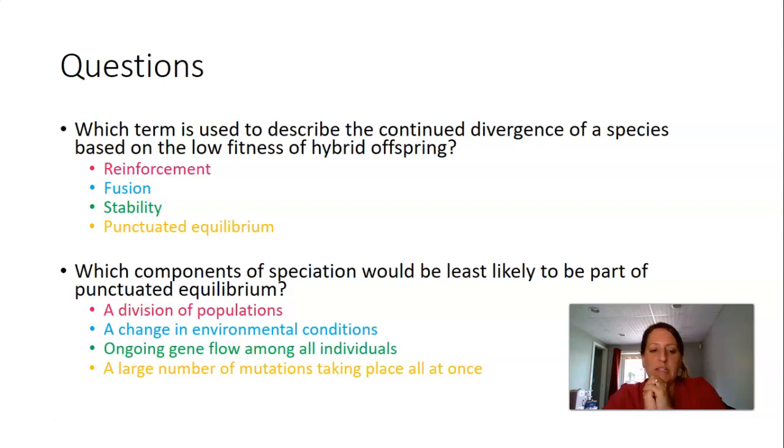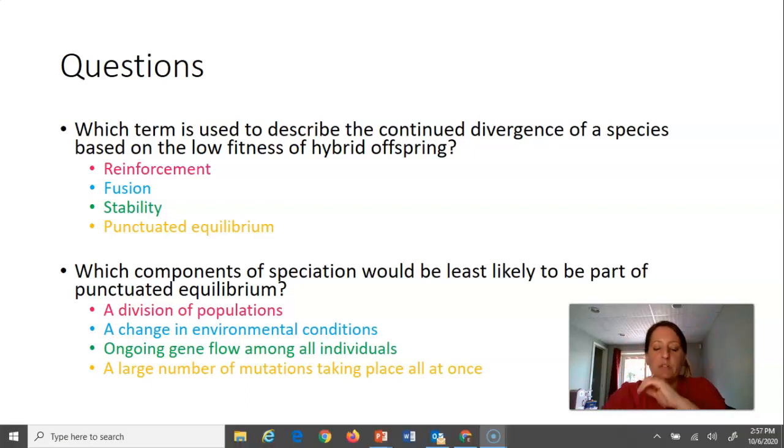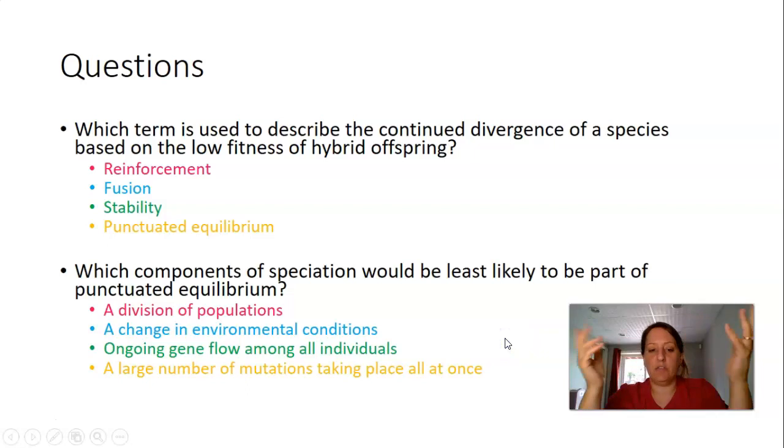Green says ongoing gene flow among individuals. So nothing's really happened here. We have individuals of a population and they are still randomly mating. And then lastly, in yellow, we have a large number of mutations that take place all at once. So which of these is least likely to be part of punctuated equilibrium? Hopefully you answered green here.